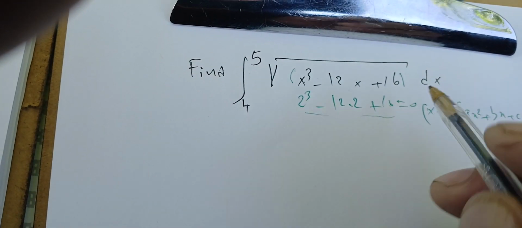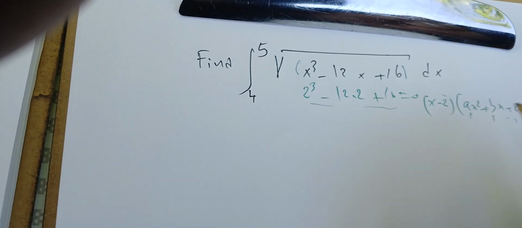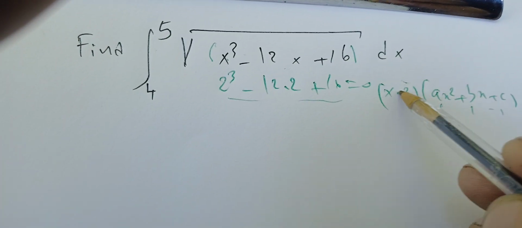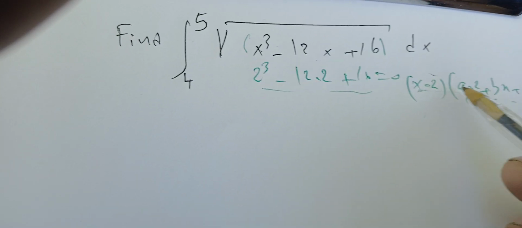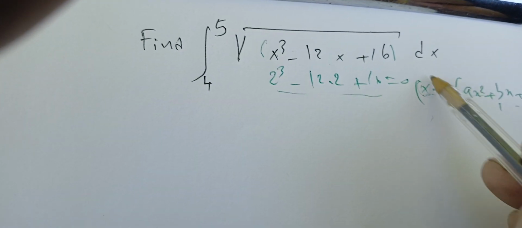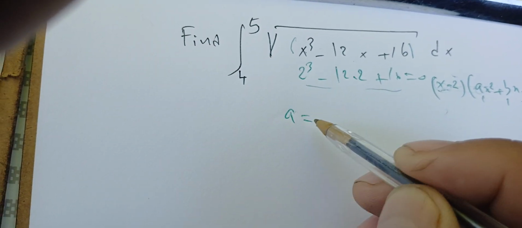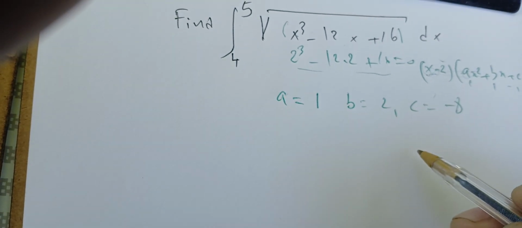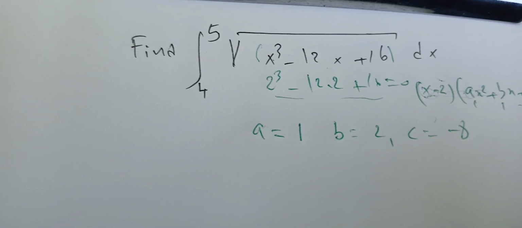And I can work the problem. I can find a, b, and c. How to do this? I expand everything, cross multiply and expand, and I'm going to get an order 3 polynomial. I'm going to identify the coefficients of this polynomial with this one. When I do so, I get a is 1, b is 2, and c is minus 8. I did this on a separate piece of paper.